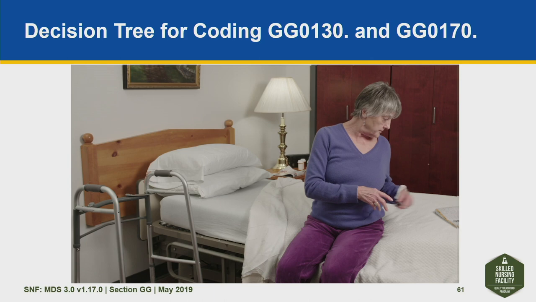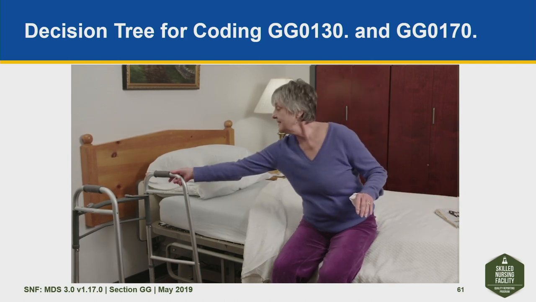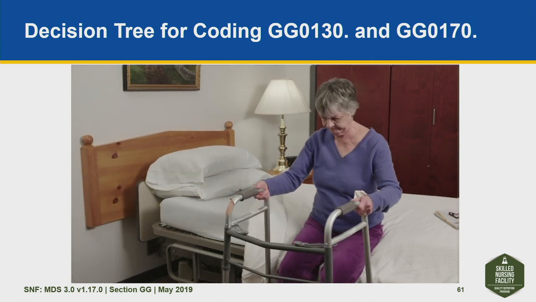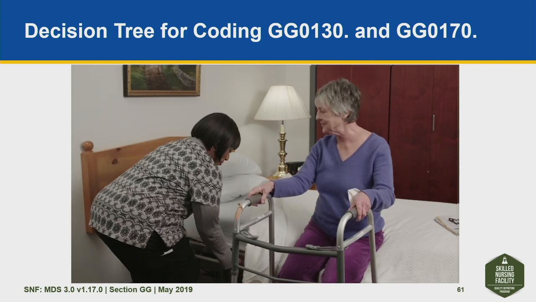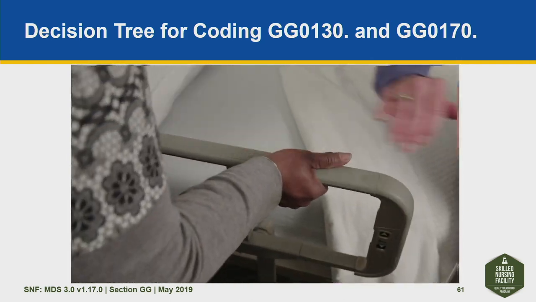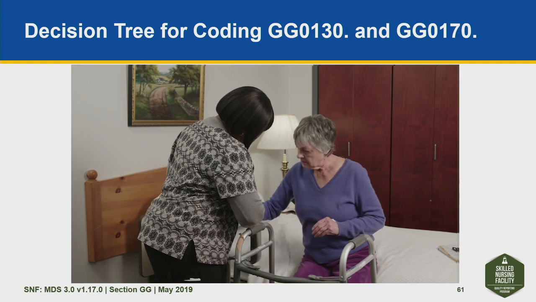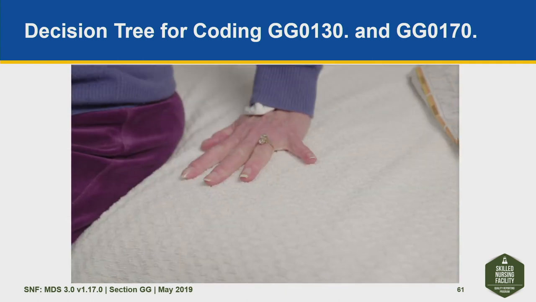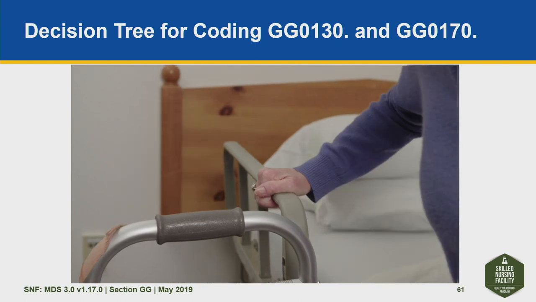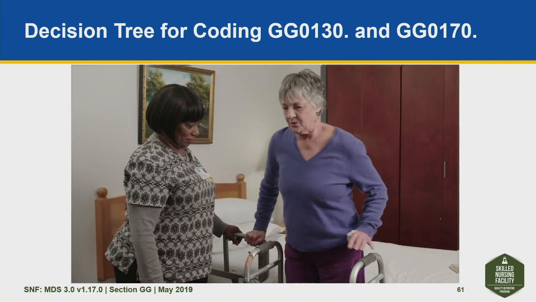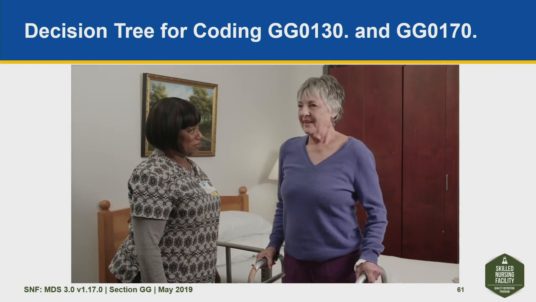In this scene, Mrs. Jones is sitting up on the side of the bed. She retrieves her walker and places it in front of her. Then, a helper raises the bed rail and provides cues for hand placement. I'm going to tell you how to do it safely. The helper also provides instructions to help Mrs. Jones safely rise to a standing position. Once standing, Mrs. Jones holds onto the walker to steady herself.